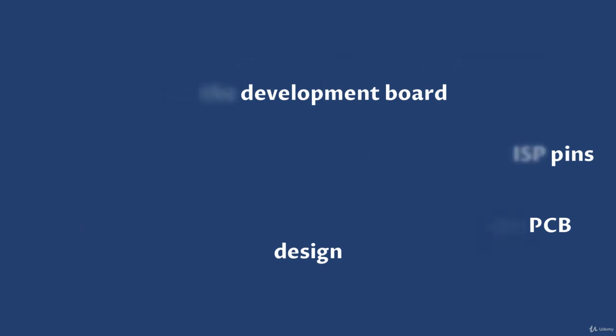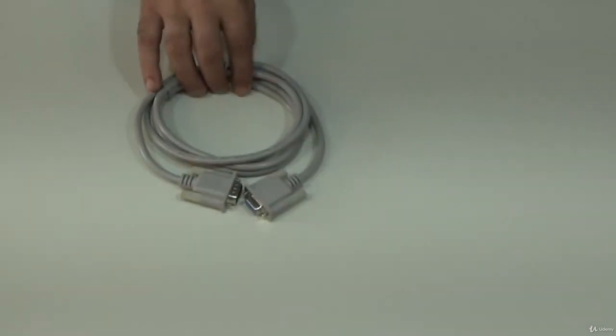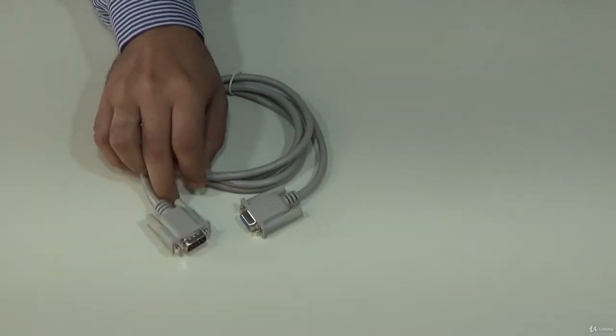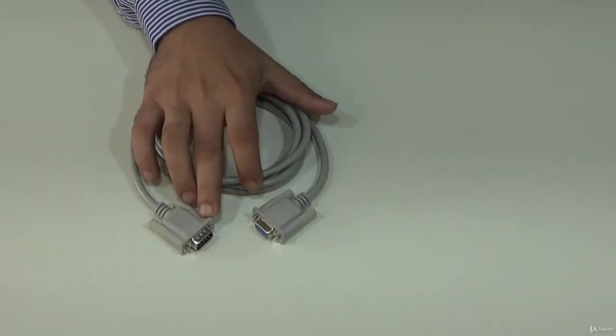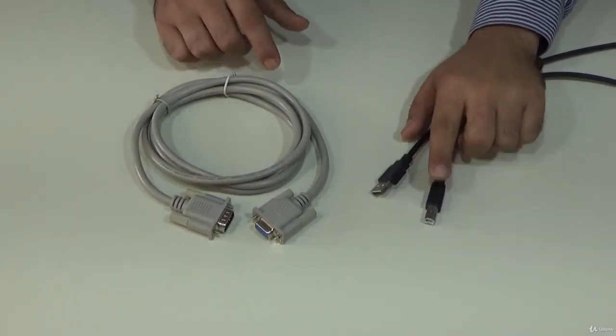Bootloader is used to program the microcontroller serially. So using serial communication, if the bootloader is loaded into the microcontroller, then we can program that chip using serial communication. For serial communication, we used a cable called RS232, that is a DB9 cable, and that cable was responsible for serial communication.